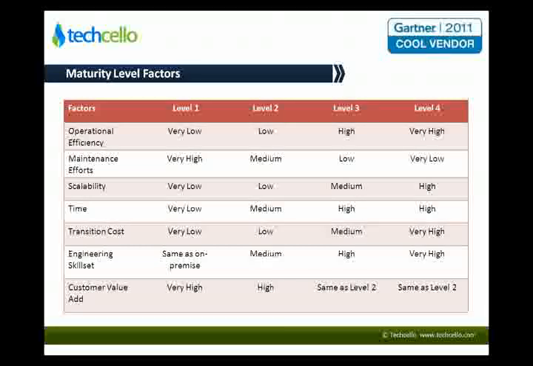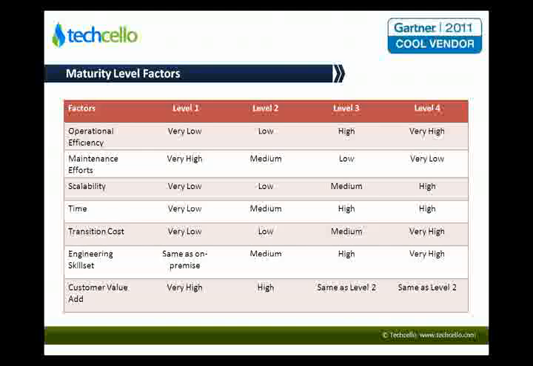Now, transition cost, again, especially when you have an on-premise product that you are serving and that when you want to move it to a SaaS model, if you take the multi-tenant approach, there is going to be a lot of development cost associated with it, and hence transition cost is going to be high. And engineering skill set. So the skill set of your architects or developers required to build and architect a multi-tenant model is going to be high compared to a level 1 or level 2 maturity levels, which are very similar in nature to your on-premise model itself.